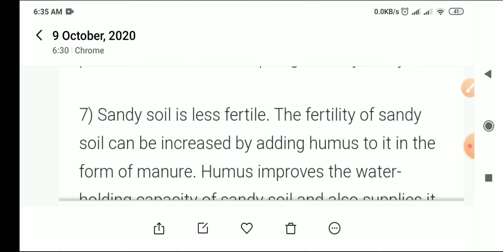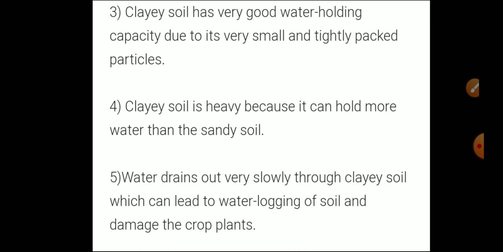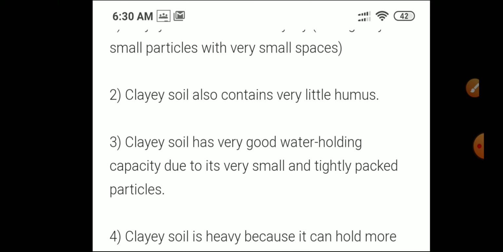Okay, now when we are talking about clay soil, what is it? As you know, clay soil contains very little humus. Clay soil has a very good water-holding capacity due to its very small and tightly packed particles. In clay soil the particle size is very small, and if the particles are very small, definitely they bind tightly to each other. This clay soil has a very good water-holding capacity.